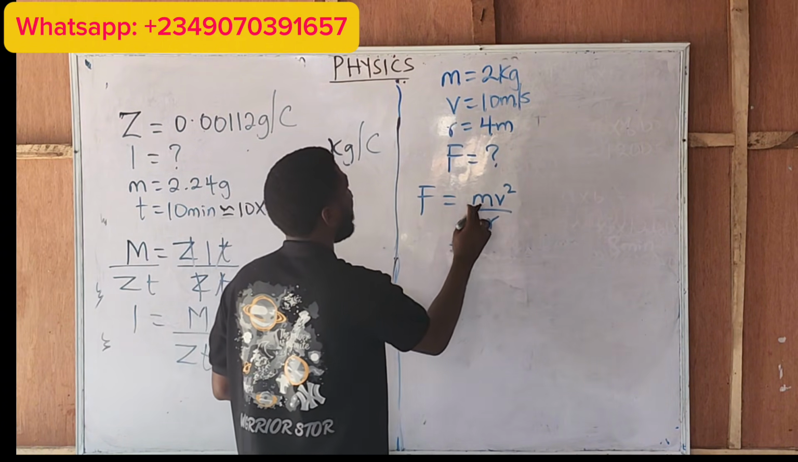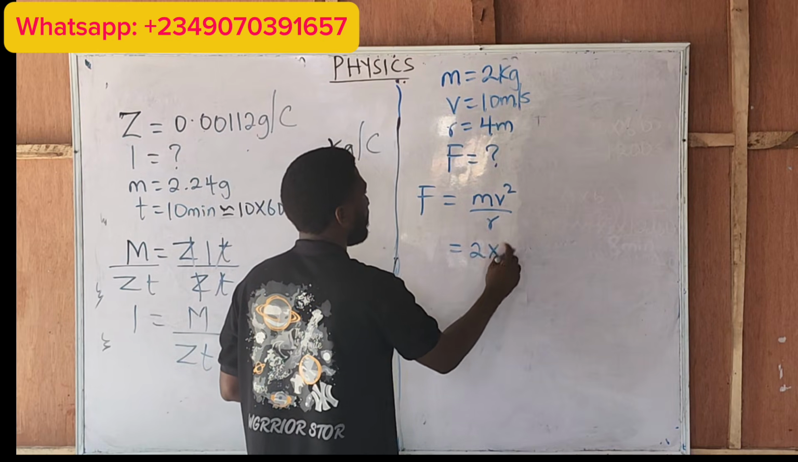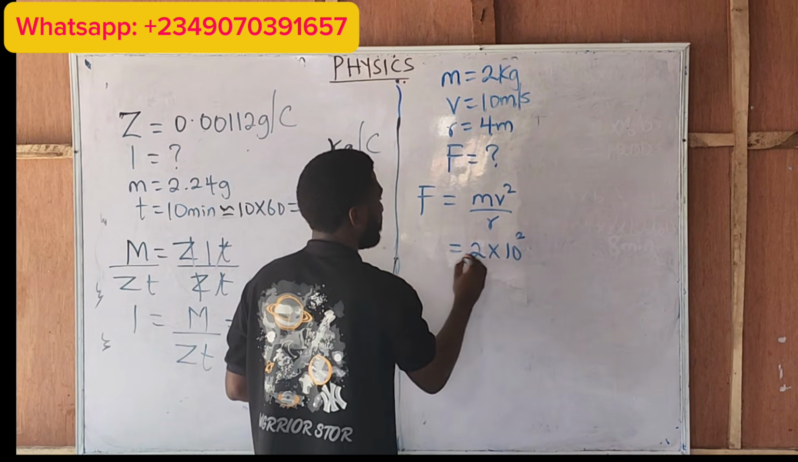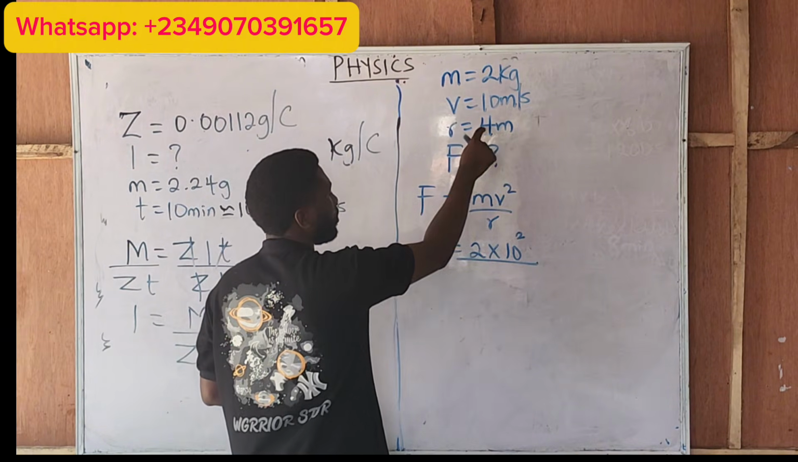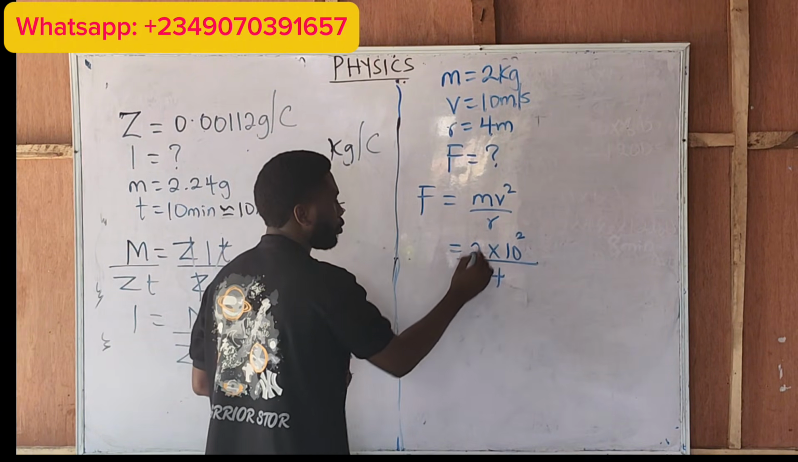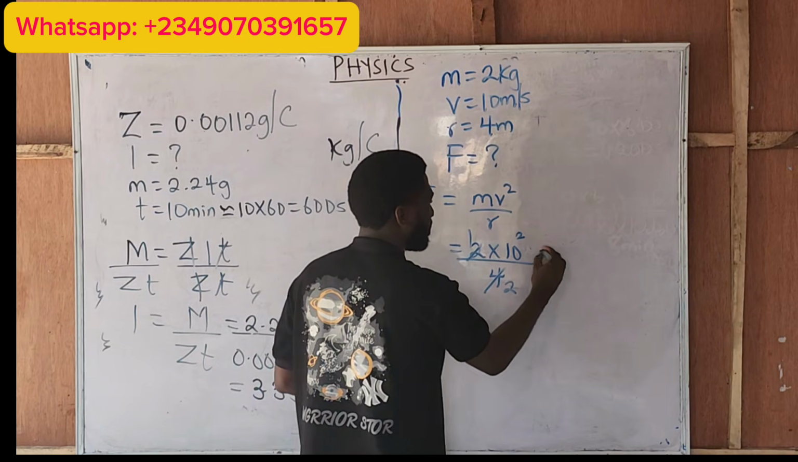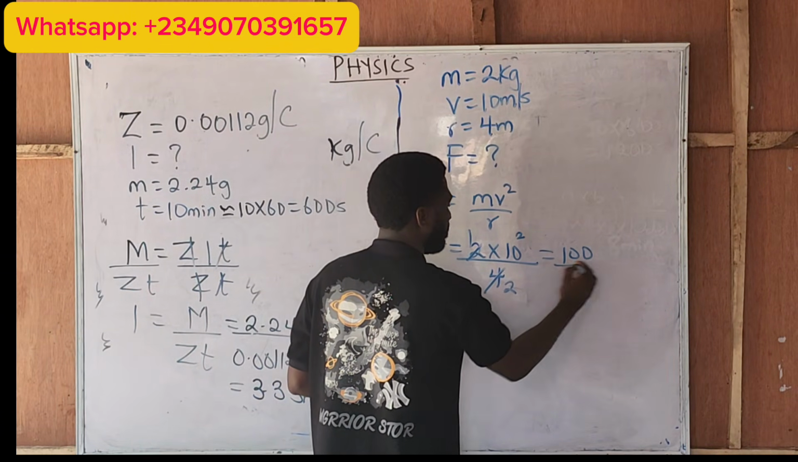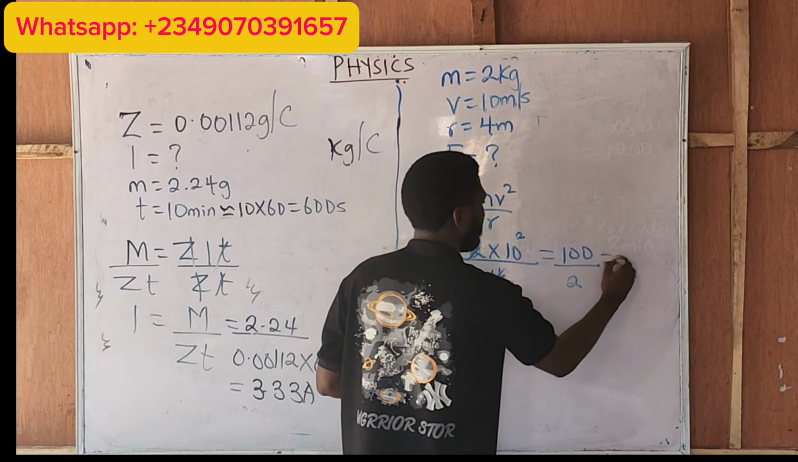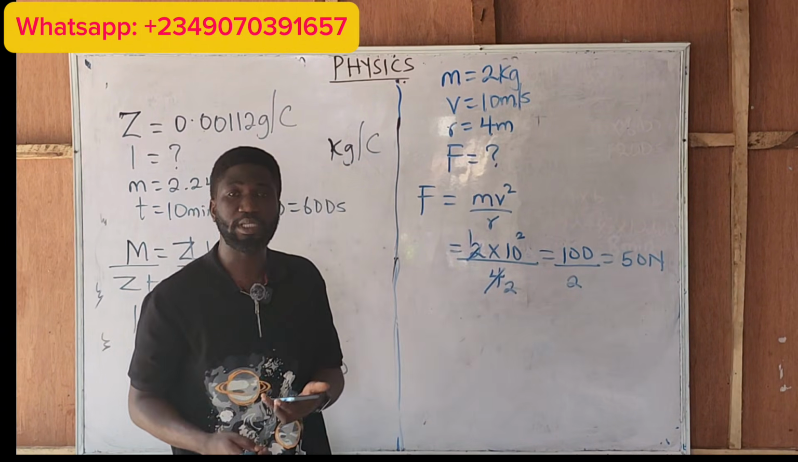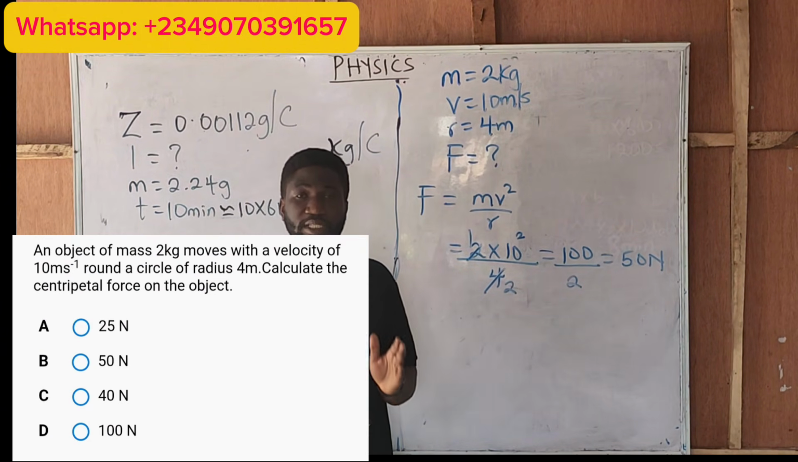So what's the value for the m? That is 2. The value for the velocity is 10. So I'm going to have 10 squared, then divided by, what is the radius? 4. So 2 here, 1, 2 here is what? It is 2. And we have 10 squared, that will give us 100 divided by 2, and the right answer there is 50 Newton. So which is option B. So the answer there is 50 Newton.